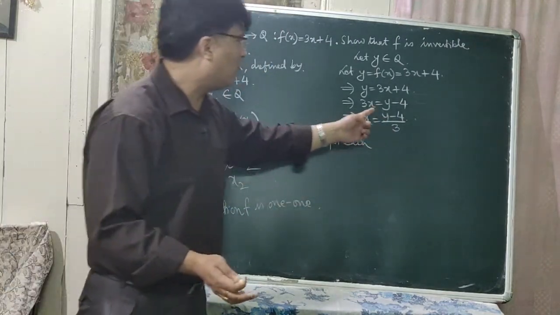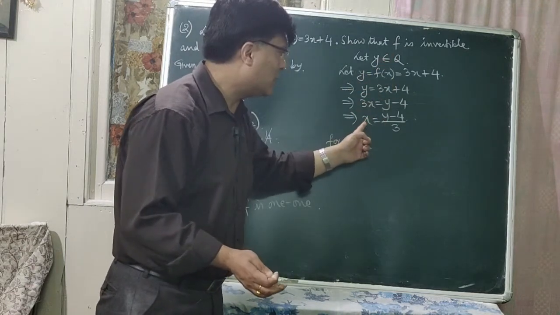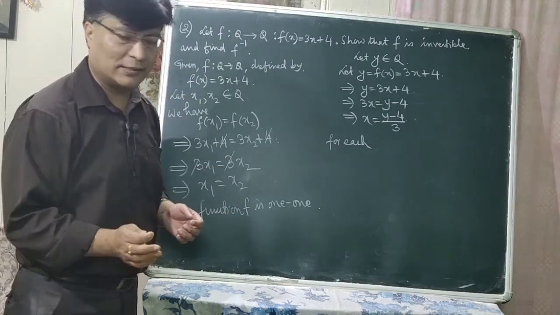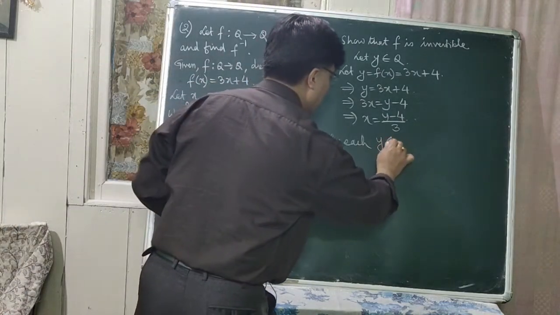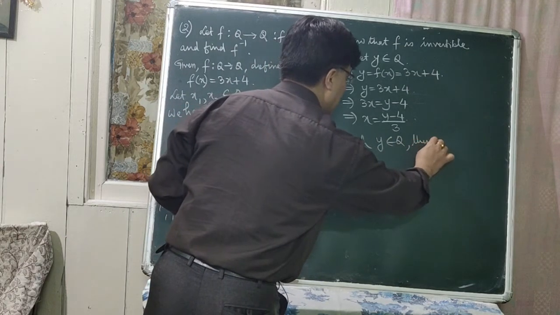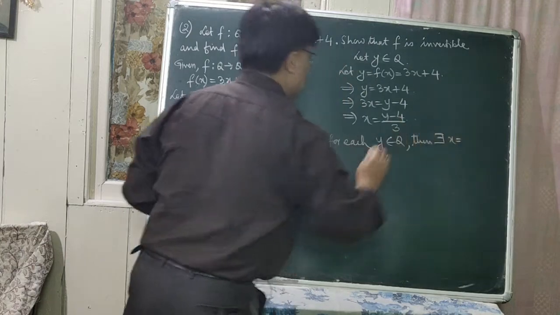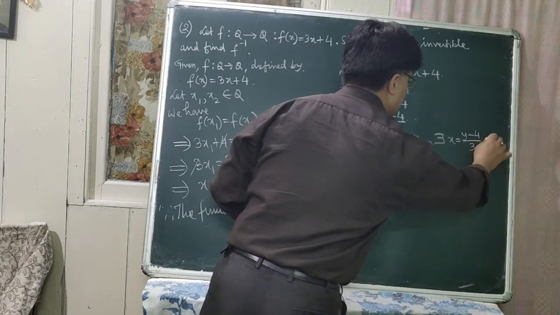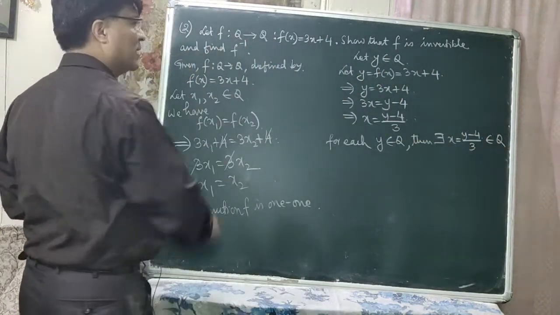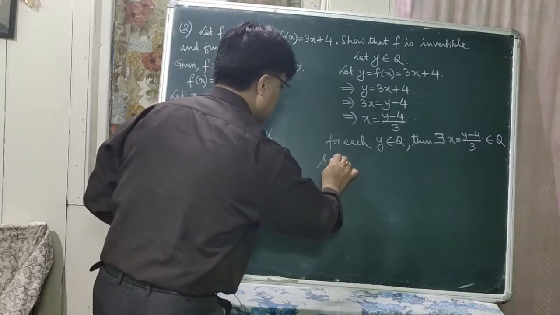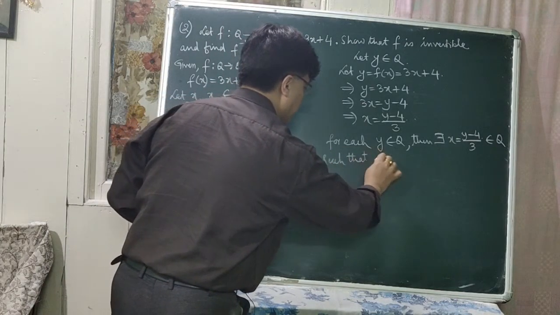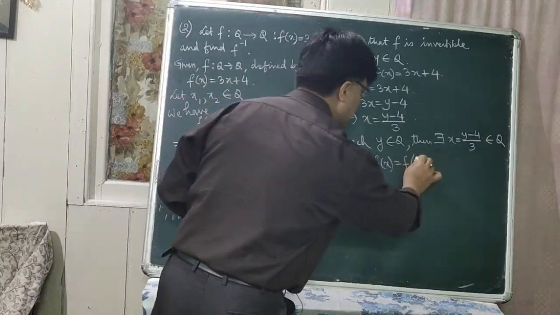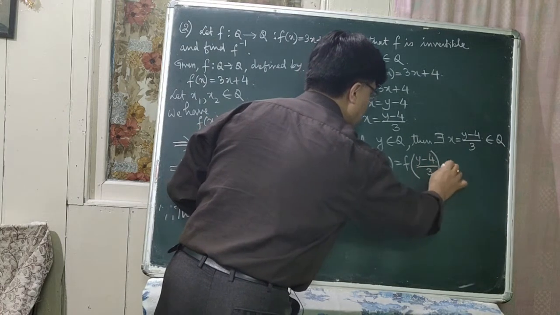Is that clear? If y belongs to the rational numbers, then x is equal to (y minus 4) by 3 also belongs to the rational numbers, right? So for each y belongs to Q, there exists x equal to (y minus 4) by 3, which belongs to the rational number Q, that is the domain, such that f of x is equal to f of, within bracket, what is the value for x in this case? It is (y minus 4) divided by 3.